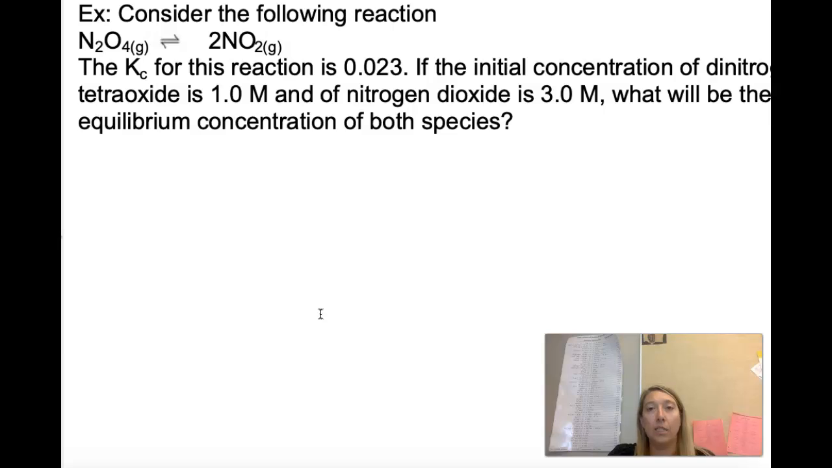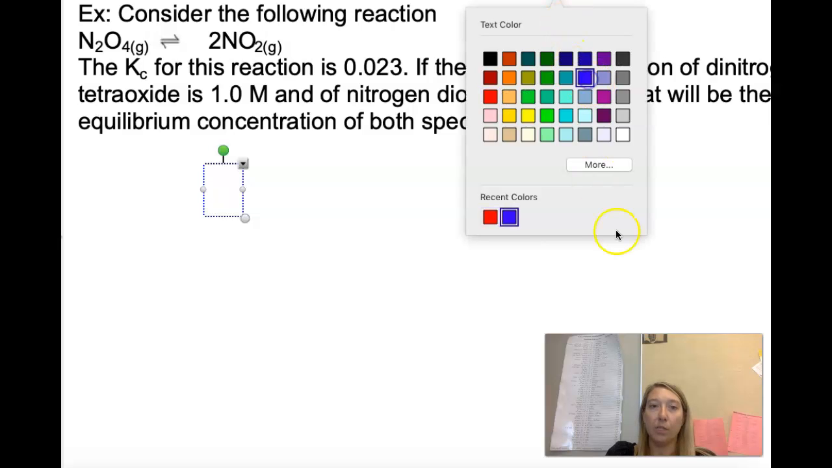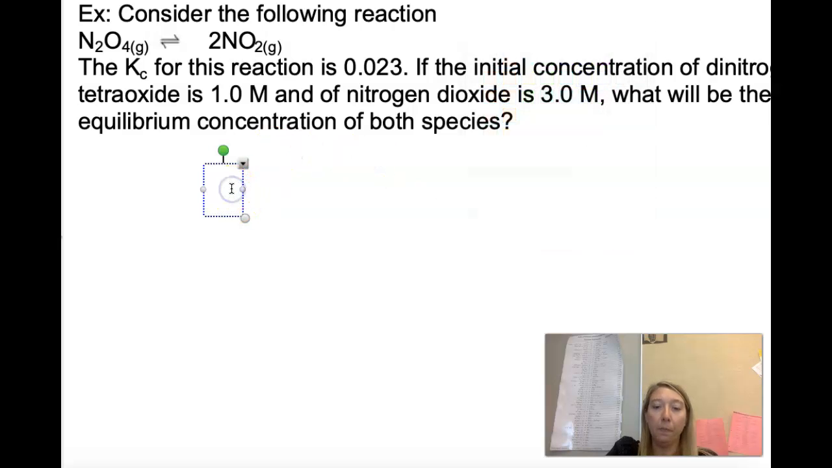So it says, consider the following reaction, N2O4 to give us 2NO2. The Kc for this reaction is 0.023. So if the initial concentration of dinitrogen tetraoxide is 1 and nitrogen dioxide is 3, what will be the equilibrium concentration of both species? So we start with our ICE table because we pretty much always start with the ICE table.